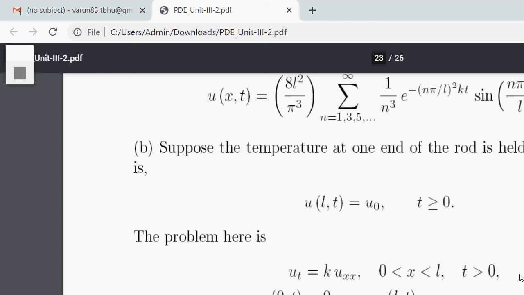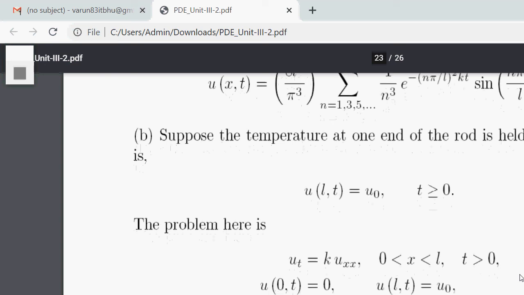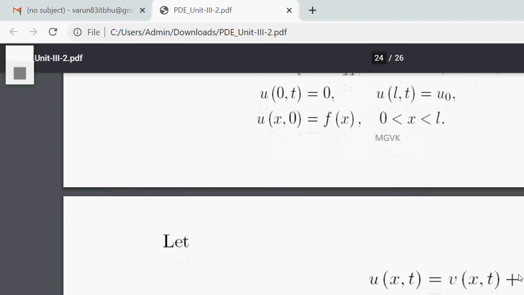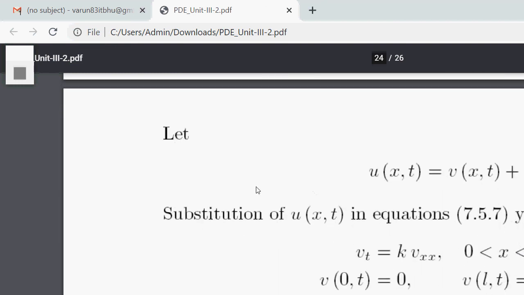Now we reduce this differential equation into a problem like 7.5.1. So we substitute u(x,t) is equal to v(x,t) plus u0 x upon l. Now substitute this into the differential equation, then this differential equation 7.5.7 takes the form vt is equal to k vxx, x belongs to open interval 0 to l and t is greater than 0, v(0,t) is equal to 0 and v(L,t) is equal to 0 and v(x,0) is equal to f(x) minus u0 x upon l for every x in open interval 0 to l.